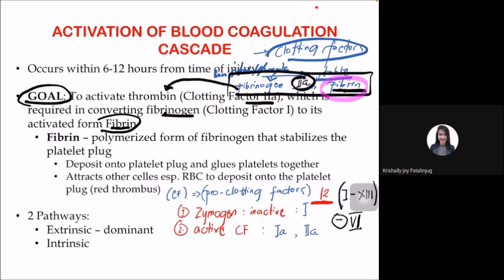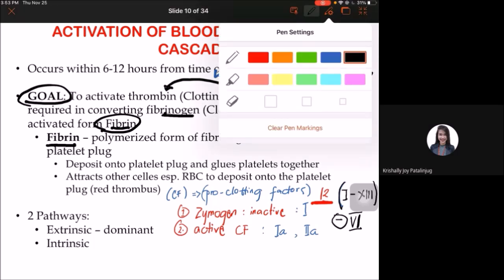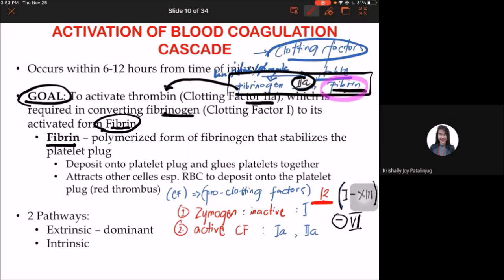Kapag may 2A activation, automatic na yan, may fibrin na mabubuo. Okay? Now, ano yung characteristic ngayon ng fibrin? Okay? Number one, because of the formation of fibrin, it can cause deposition of platelets, and it can glue platelets together. So that's number one. Okay, kasi by gluing platelets together, that makes us conclude na strengthen ngayon yung clot na mabubuo. Okay, so that's the characteristic ng fibrin. And they can also cause deposition of red blood cells into the platelet plug.